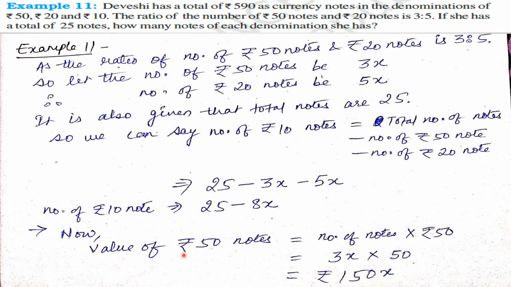So the value of rupees 50 notes that she is having in her purse will be given by the number of notes that she is having of 50 into rupees 50. I have told you, if you have 10 notes of 50 rupees, what you will do? 10 into 50, you will have 500 rupees. But in this case, she is having how many notes? 3x notes. We will multiply 3x into 50. That is 3 fifties are 150 into x rupees. So this much value in rupees she is having from 50 rupee notes.